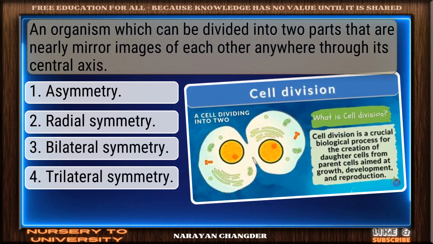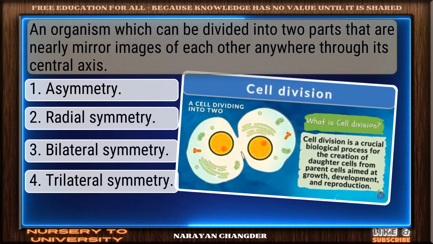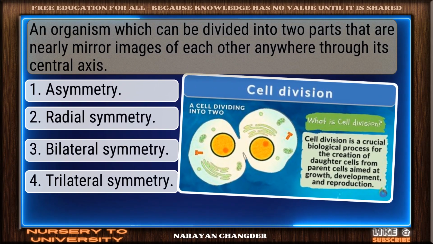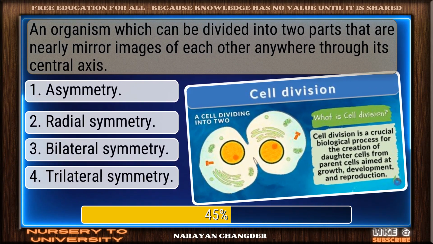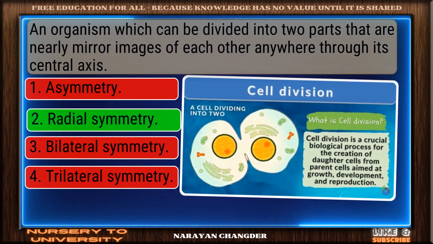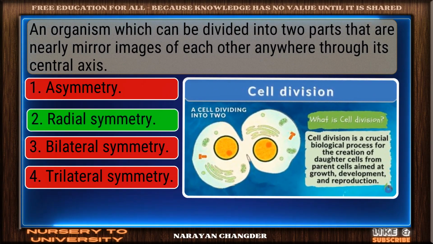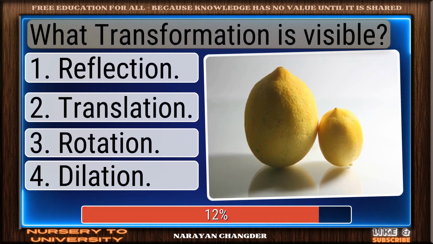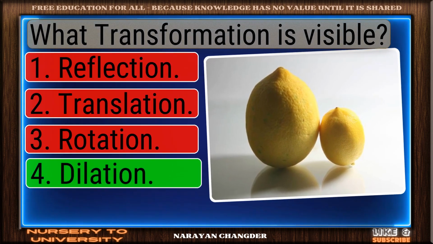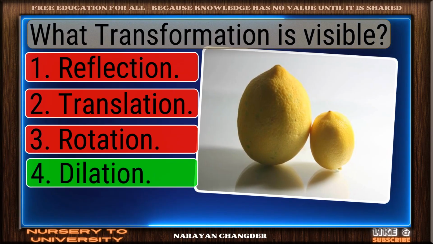An organism which can be divided into 2 parts that are nearly mirror images of each other anywhere through its central axis. Excellent. Radial symmetry is a brilliant choice. What transformation is visible? Right again. Dilation is a valid answer.